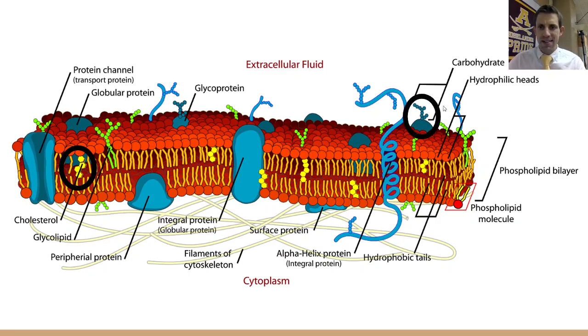Another part is this antigen that's sticking out on the outside of the cell. And the antigens are just any type of material that help to identify the cell type. In this case, this one here is a carbohydrate.